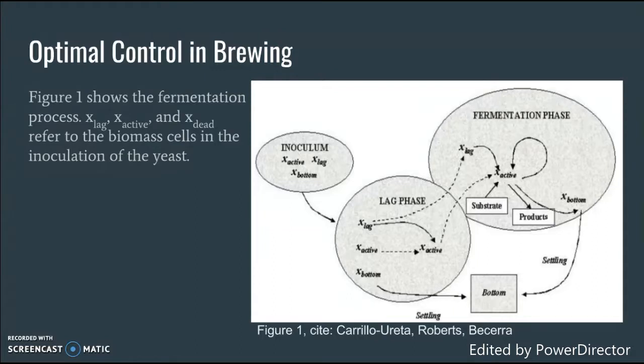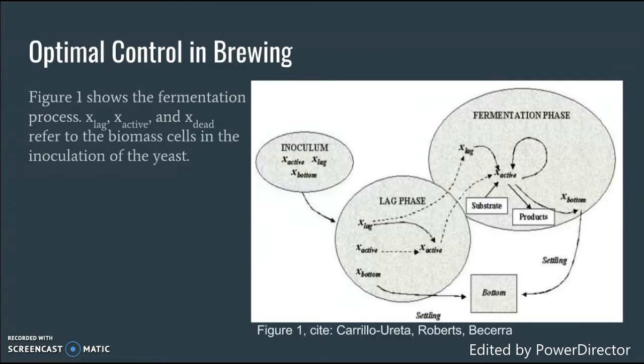So once the activation begins, that's the start of the lag phase. And there's no fermentation occurring at this point. So all that's happening during the lag phase is the dead cells are settling to the bottom of the batch, while the lag cells are being transformed into active cells. And the fermentation doesn't begin until 80% of the lag cells are transformed into the active cells.